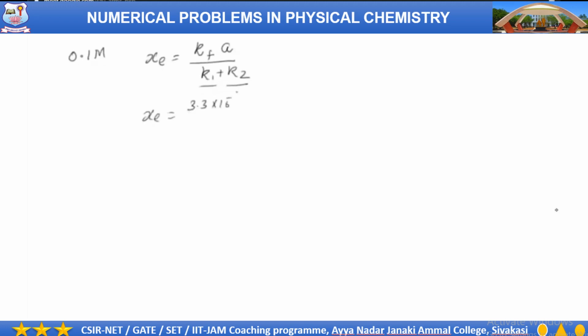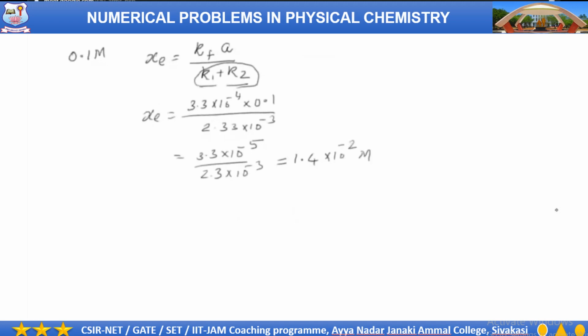XE is equal to KF, 3.3 × 10⁻⁴ into 0.1 initial concentration, divided by K1 plus K2, that is 2.33 × 10⁻³, equal to 3.3 × 10⁻⁵ by 2.3 × 10⁻², equal to 1.1. What is the value? Nearly 1.4, I think so, × 10⁻². Therefore, if the initial concentration is given, you can calculate the XE. This is the simplest equation that may be asked in the exam. Take the next question.